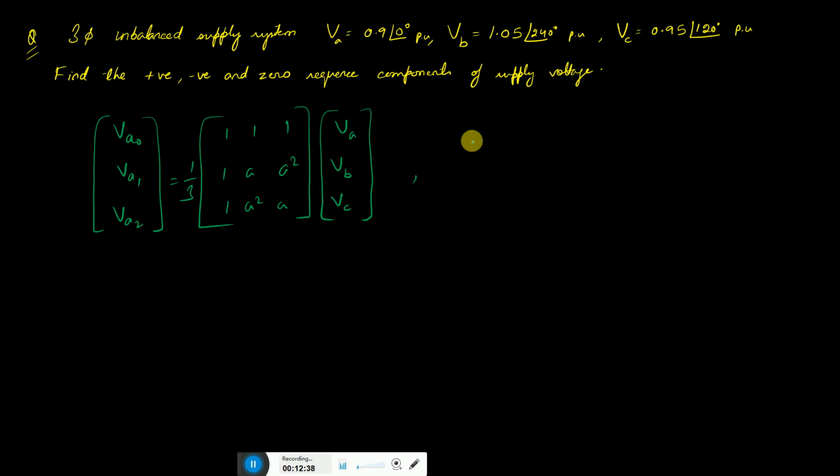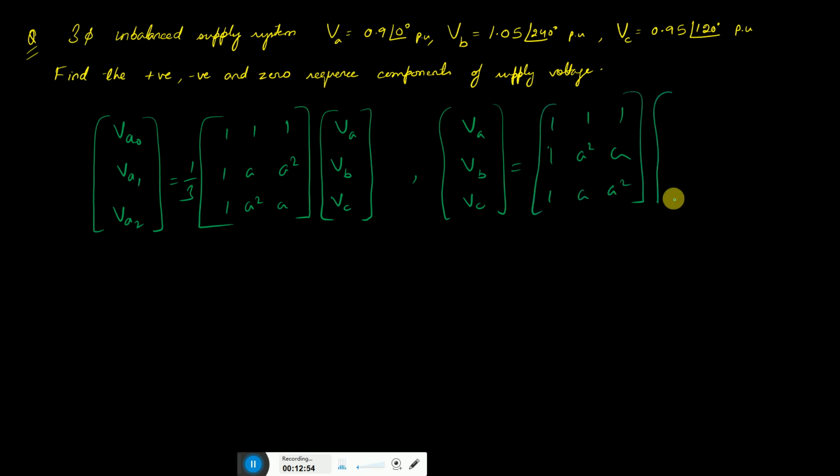So we have got two formulas over here. One is [VA, VB, VC] equal to the matrix [1 1 1; 1 a² a; 1 a a²] times [VA0, VA1, VA2].